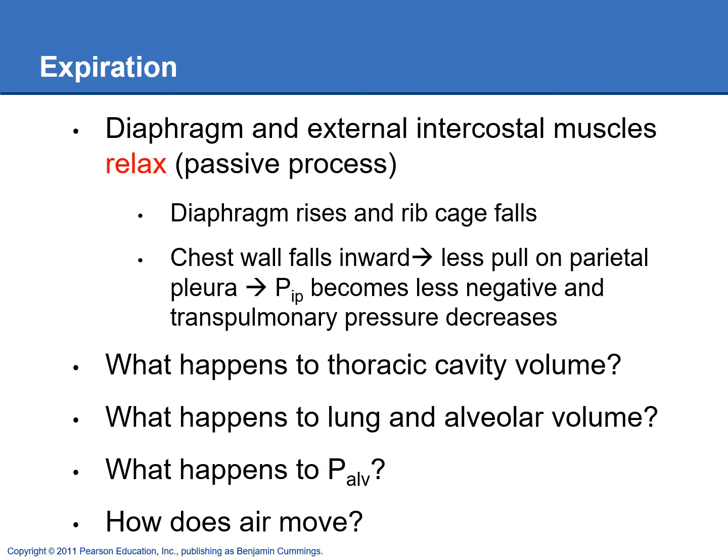And then the opposite is going to happen during exhalation. The diaphragm and external intercostal muscles relax, which is a passive process. The chest wall is going to fall inward, and that means the lungs are going to shrink in volume, the thoracic cavity volume decreases, lung and alveolar volume both decrease, and if the lung volume is decreasing, that'll increase the intraalveolar pressure. So air is going to move out of the lungs because there's higher pressure inside the lungs than the atmospheric pressure outside the lungs.